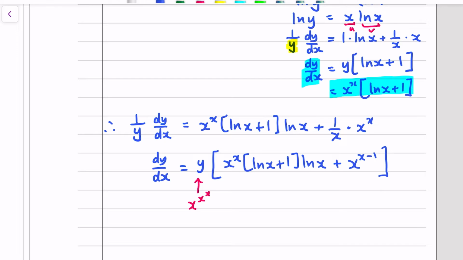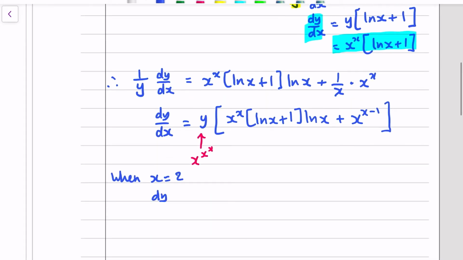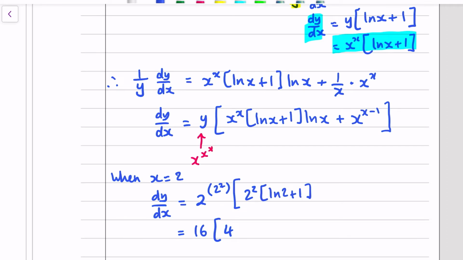Okay, and then it said evaluate this expression when x is equal to 2. So when x equals 2, dy dx equals 2 to the power of 2 squared, so 2 to the power of 4, which is 16, multiplied by 2 squared, so 4, times ln2 plus 1. I'm just going to evaluate that as a decimal because it's not going to be a nice number.